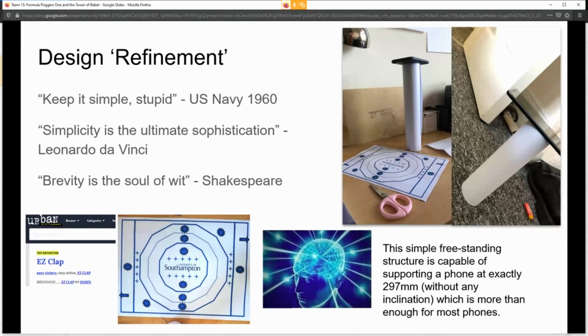And I've got some quotes here from the US Navy. One of their design principles is called the KISS principle, which is keep it simple, stupid. We also got Leonardo da Vinci, who once said, simplicity is the ultimate sophistication. And of course, Shakespeare, who said, brevity is the soul of wit.